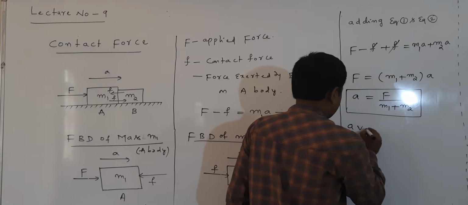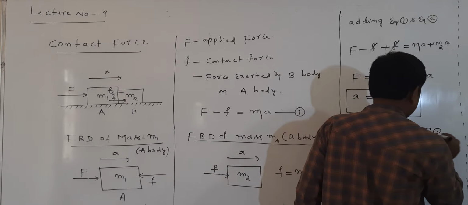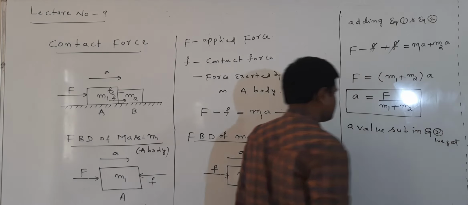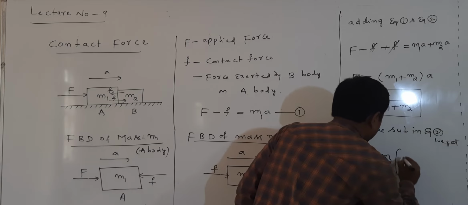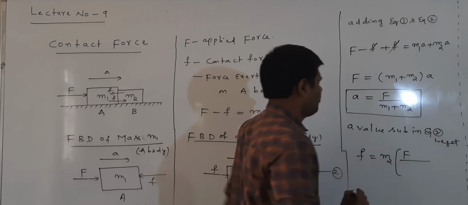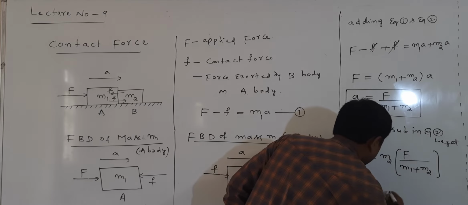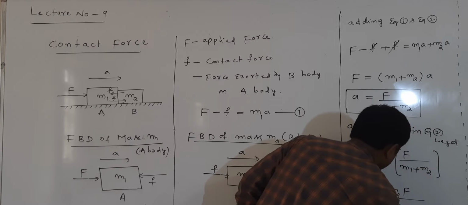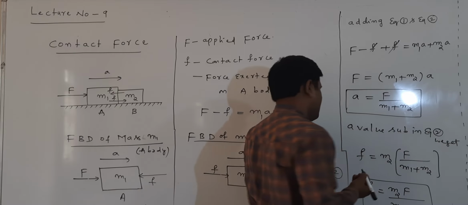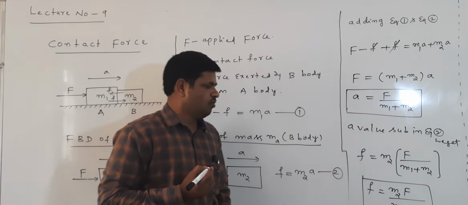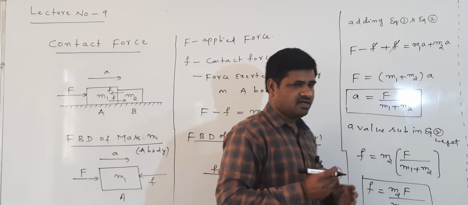Now substitute the A value in equation 2. What is the contact force? F is equal to M2 into A. The A value is F by M1 plus M2. So F is equal to M2 F by M1 plus M2. This is the contact force acting between the two bodies, that is F is equal to M2 F by M1 plus M2.